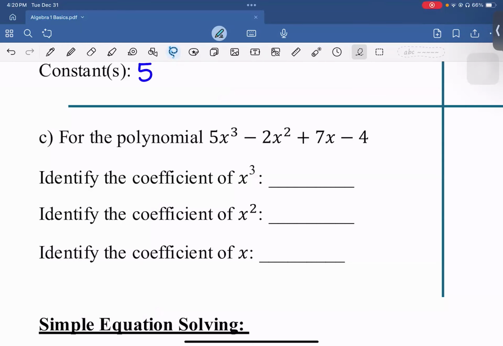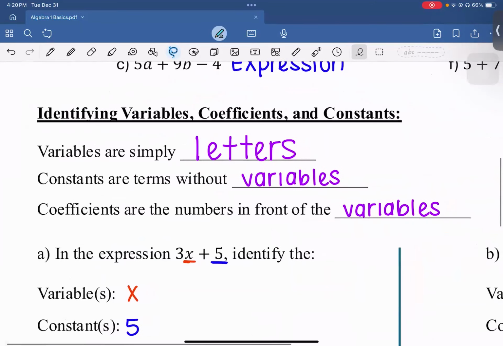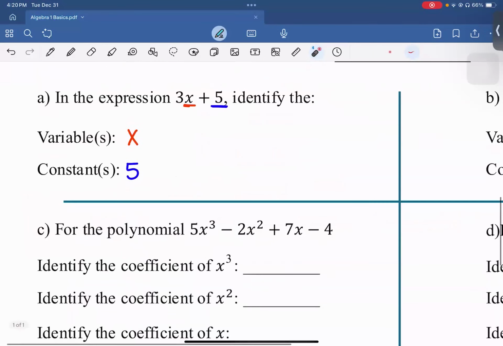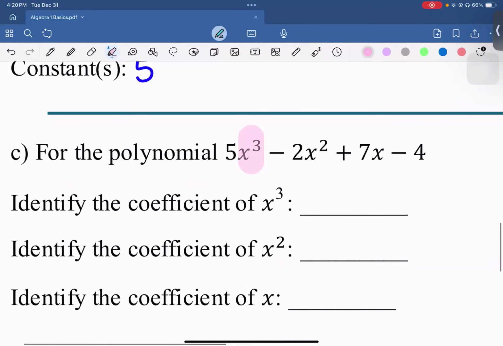All right. For C, we're given a polynomial, and a polynomial is just an expression that has more than one term. And it says to identify the coefficient of x to the 3rd power. Now, if we're looking at our definition over here, coefficients are the numbers in front of the variables. So all I have to do is locate where my x to the 3rd power is, which is right here. And then I'm looking for the number in front, which is going to be 5. So I'm going to put that 5 right here.